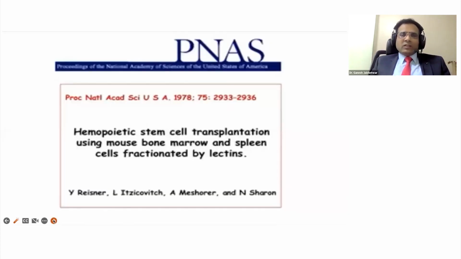Switching gears further, the evolution of haploidentical stem cell transplant, again, groundbreaking work by Reisner in the early 80s.